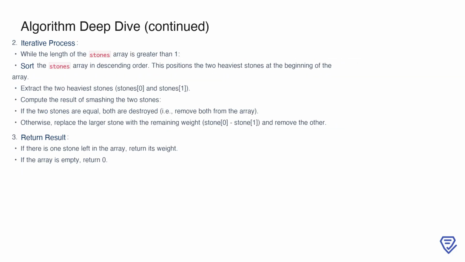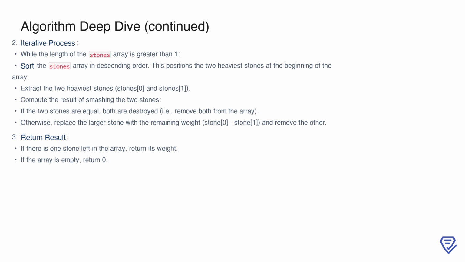The next step in the brute force approach involves an iterative process. While there is more than one stone in the array, we repeatedly sort the array in descending order. This ensures that the two heaviest stones are always at the start. We then extract these two stones and compute the result of smashing them. If the two stones are equal in weight, both are destroyed and removed from the array. Otherwise, the larger stone is replaced by the weight difference, and the smaller one is removed.